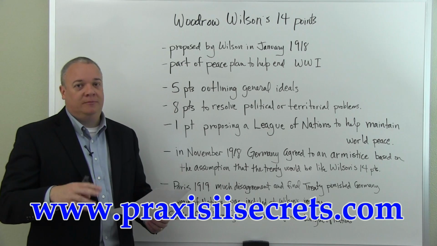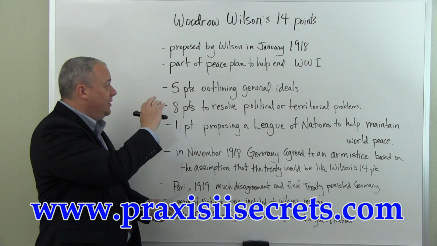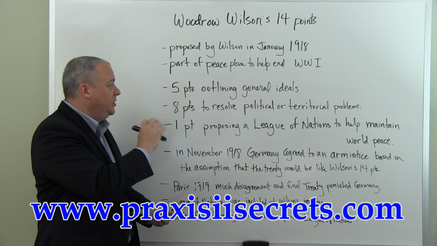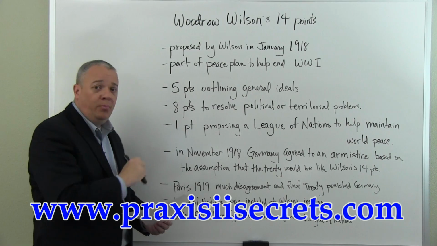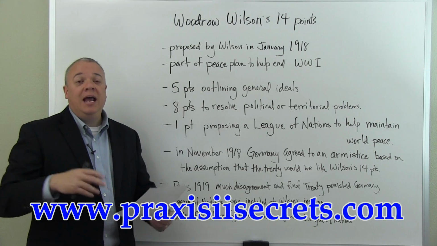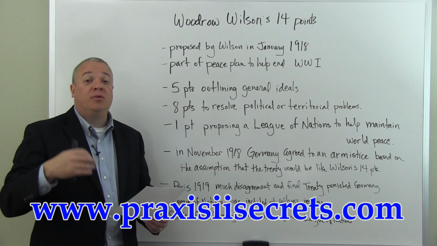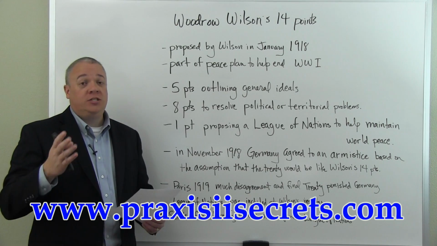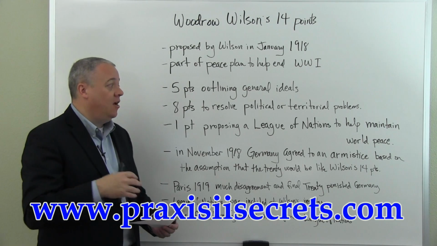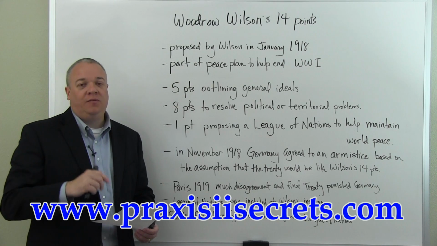So 5 on general ideals, 8 resolving particular political and territorial problems, and then 1 point where he proposed a joining of nations in order to prevent future wars and hostilities. So this League of Nations to help maintain world peace was the final point.